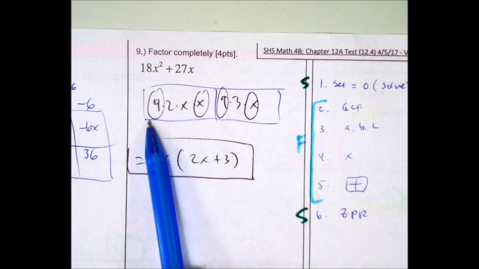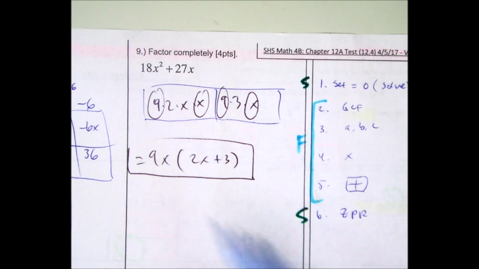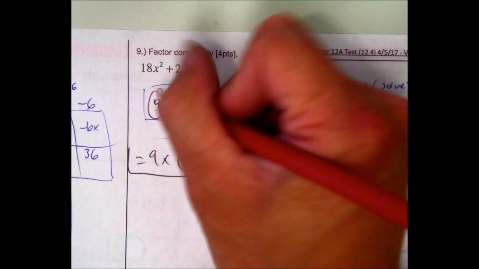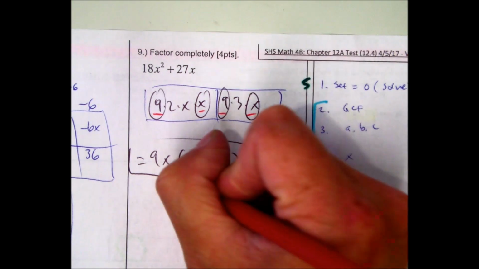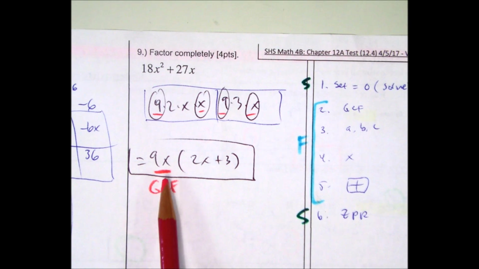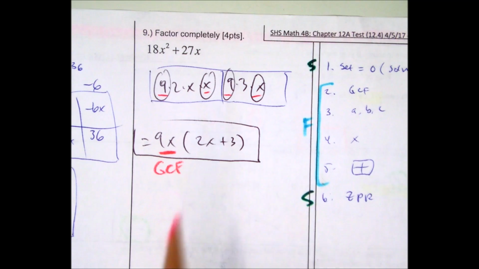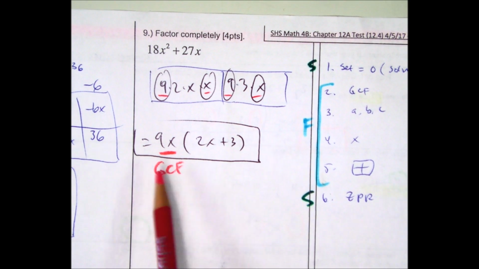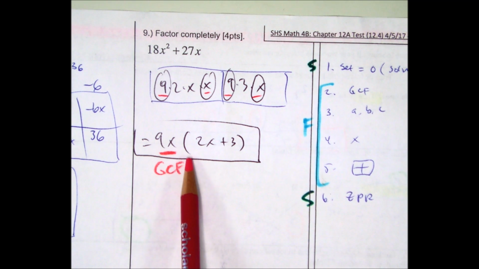Here, you're 9, and they both have an x in common. So 9 and x, they both have a 9 and x, so this is your GCF. That means that your answer is 9x times the quantity 2x plus 3.